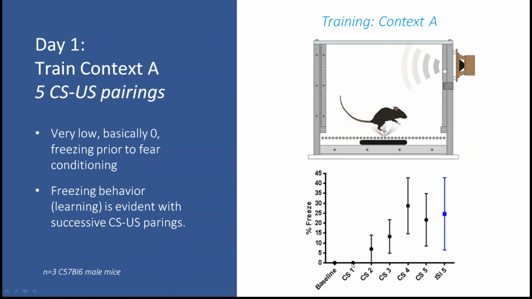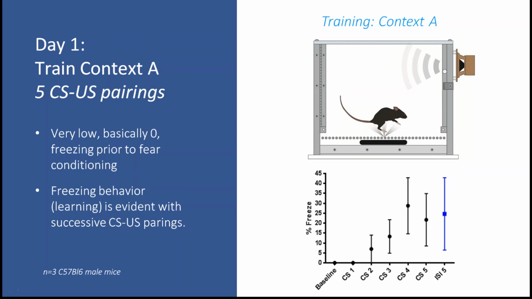During the first tone, they're still not freezing. This is the first time they've heard the tone, so they really pay no heed to it. However, the next time they hear a tone, they show high or increased freezing, and the freezing response increases with successive tone presentations. And then in the period at the end of the training session, they're showing high levels of freezing, about 25% on average.